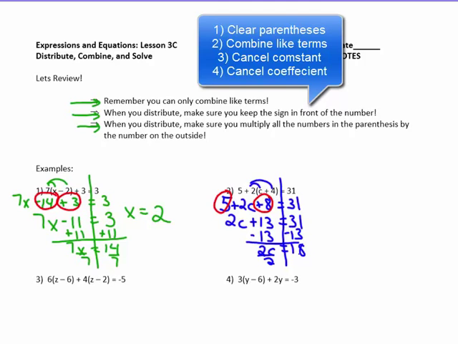Cancel my coefficient, divide both sides by 2. So c is 9.